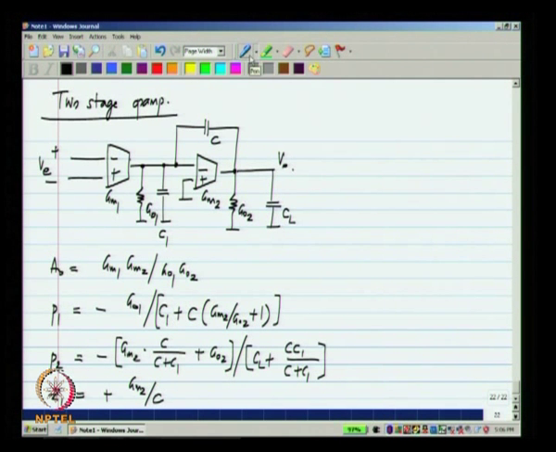We also saw that the second pole can be further approximated by, this is when C is much more than C1, GM2 plus GO2 divided by CL plus C1. Now, GM2 is expected to be much more than GO2, so we can neglect this as well, and usually CL also many times happens to be much more than C1. So, this can even be further many times approximated by GM2 by CL.